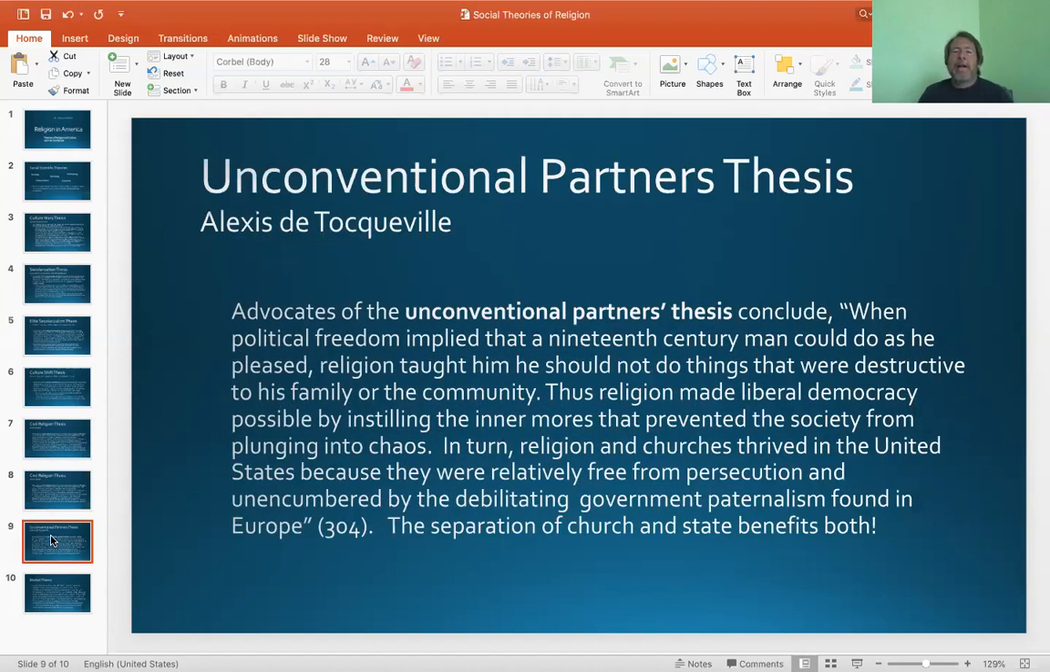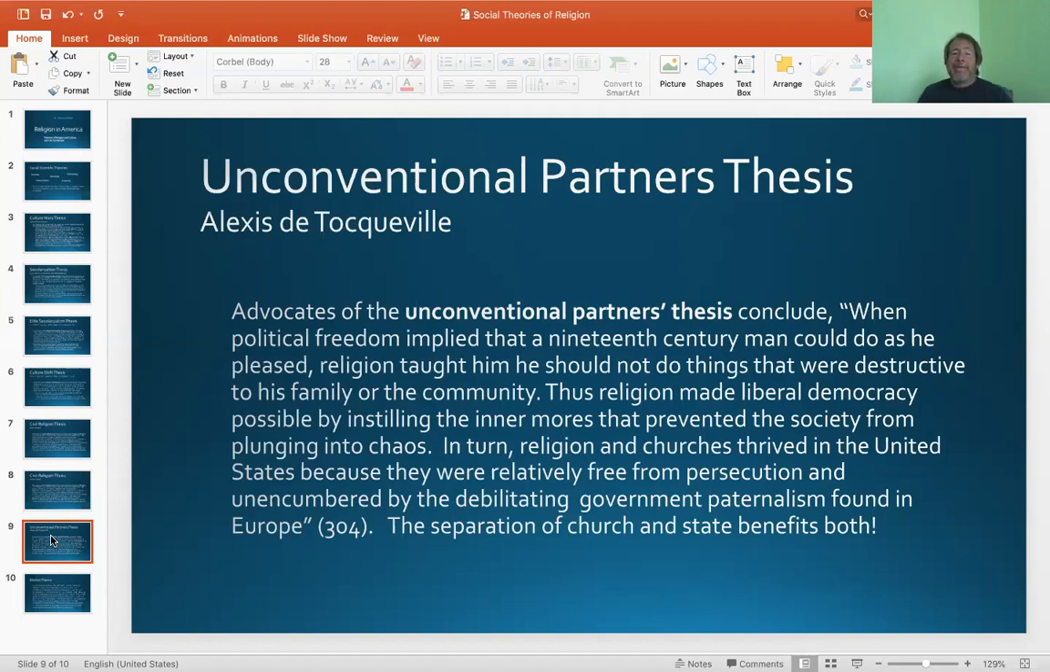The next social theory is the unconventional partners thesis. Alexis de Tocqueville, quite some time ago, pointed out that when political freedom implied a 19th century man could do as he pleased, religion taught him that he should not do things that were destructive to his family or the community. Let me use an illustration: wearing face masks in a pandemic. On the one hand, we should be free to do it. On the other hand, we should constrain ourselves. In this way, he argues religion makes liberal democracy possible by instilling the values that prevent society from plunging into chaos. Instead of having a war of one against all where I can do whatever I want without concern for anyone else, religion provides this sense, he argued, that we have an obligation to promote the common good and not just to think about what's in my own short-term interests.